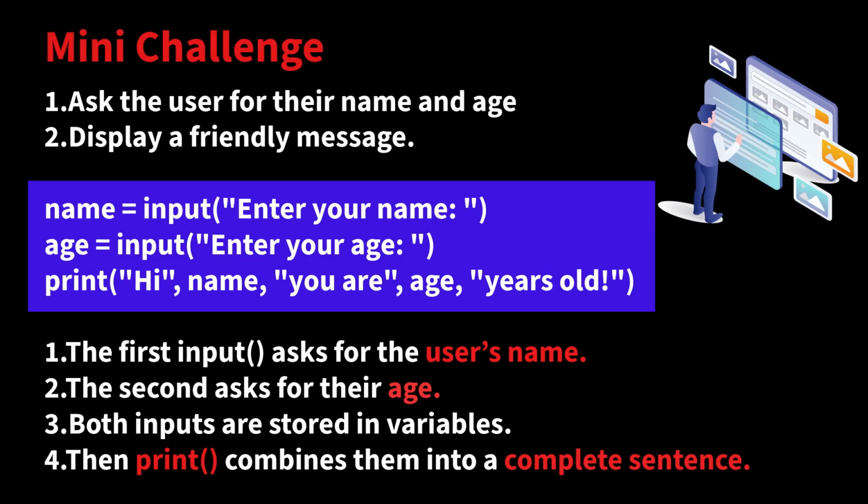Now it's time for a mini challenge. Let's try a quick exercise. Ask the user for their name and age, then display a friendly message. Here, the first input asks the user for their name, and the second asks for their age. Both inputs are stored in variables. Then print combines both into a complete sentence. Notice how input always returns text. Even numbers like age are stored as strings for now.